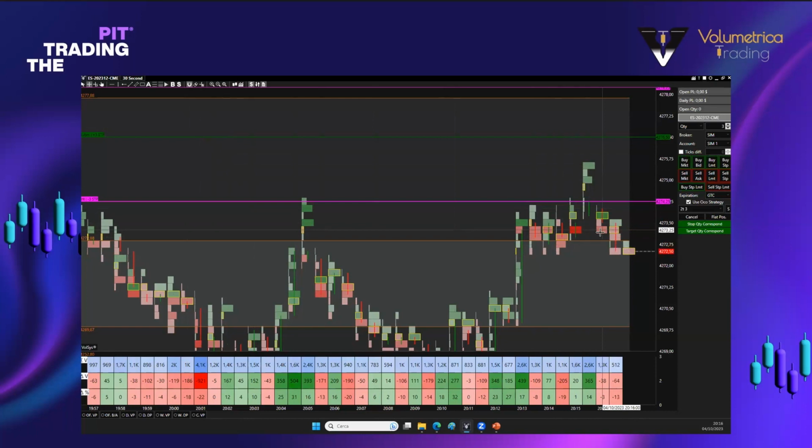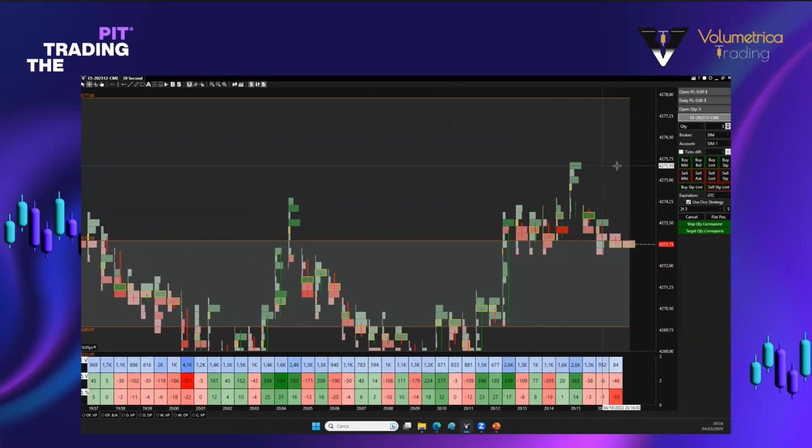But according to what do those differences between one type of order and a different type of order become relevant? Well, it becomes relevant if we just think about the impact each of these orders will have on the market.